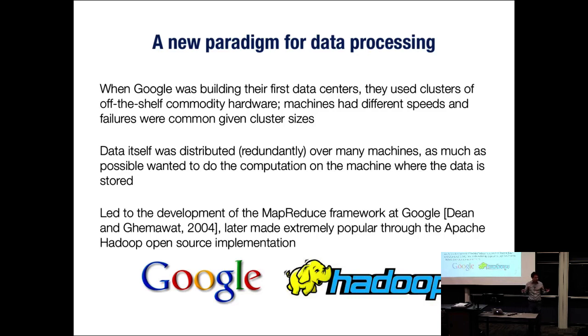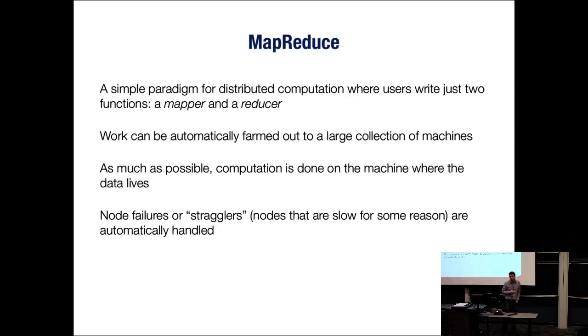So this is how the situation evolved. And we'll talk about MapReduce much more in a second. But essentially, MapReduce was a simplification of all the complexities of message passing and distributed computation that existed before into a very simple paradigm where users had to implement just two functions to compute a task. One's called a mapper and one's called a reducer. And we'll talk about what this means in a second.